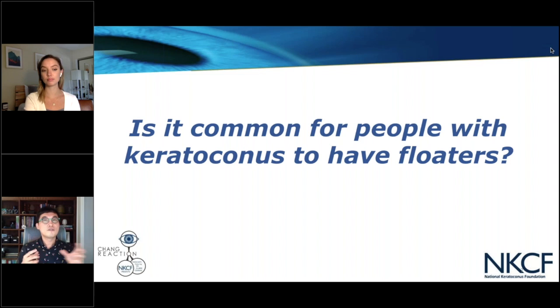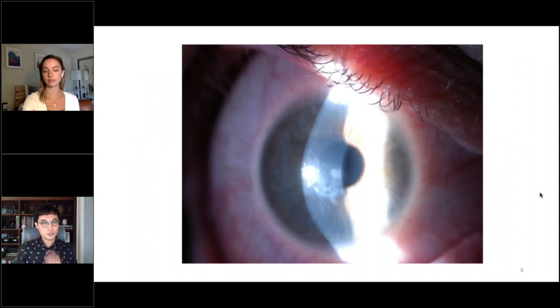However, these visual floaters can actually be commonly found in the general population with or without a diagnosis of keratoconus. And I'll show you a photo so that you can see where the floaters are coming from. And so there's an illustration that I want to show you.